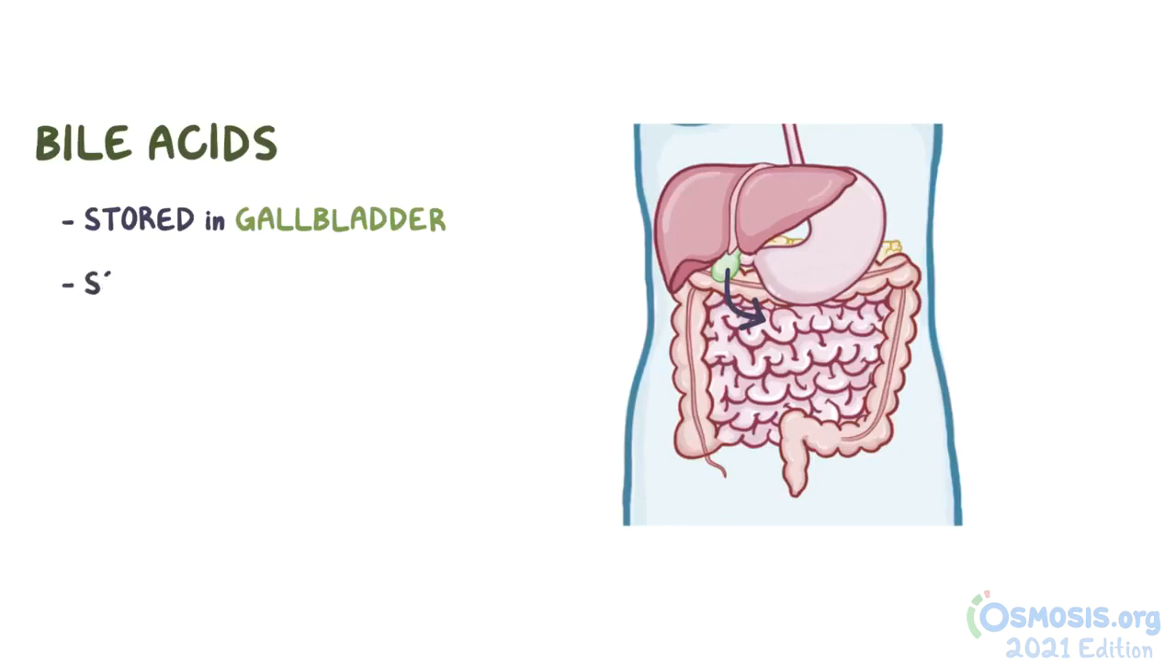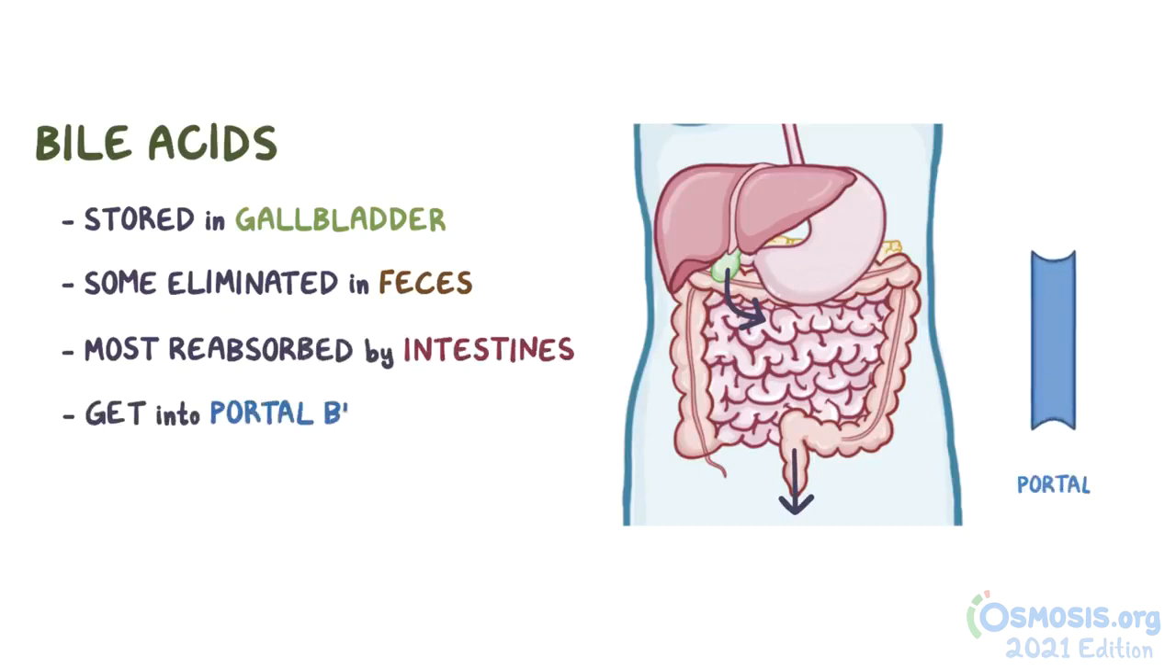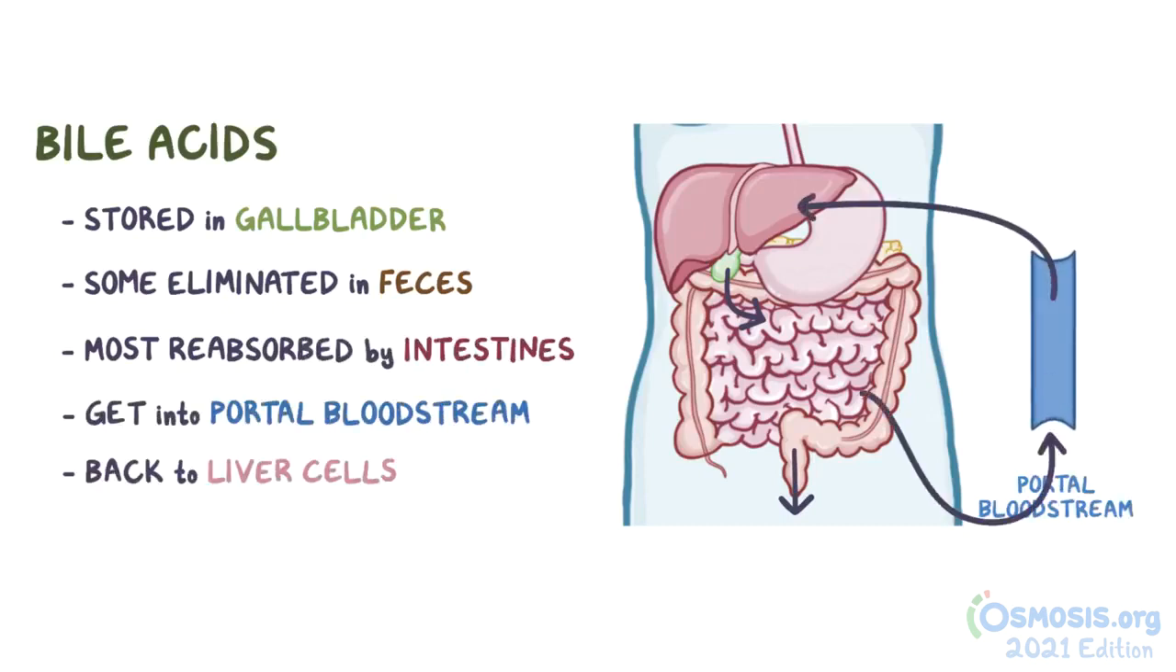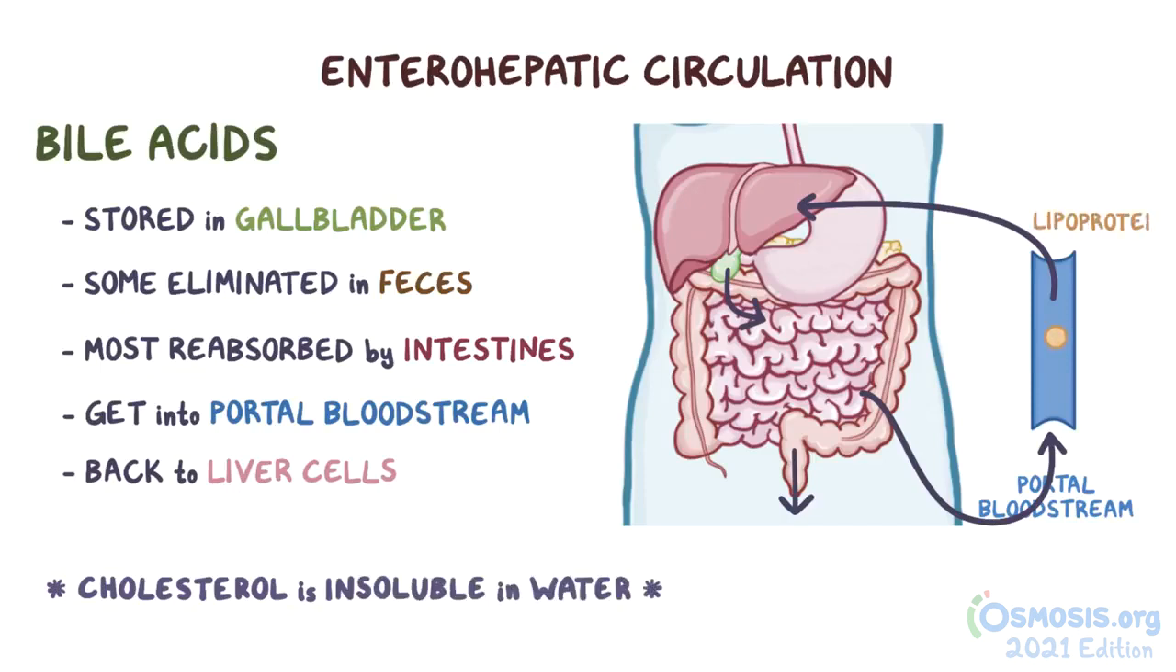From the intestine, some bile acids are eliminated through the feces, but most are reabsorbed by the intestine and get into the portal bloodstream and back to the liver cells. This is called enterohepatic circulation. Now, cholesterol is insoluble in water, so moving through the bloodstream is done through lipoproteins, which are part lipophilic or fat-loving and part hydrophilic or water-loving.